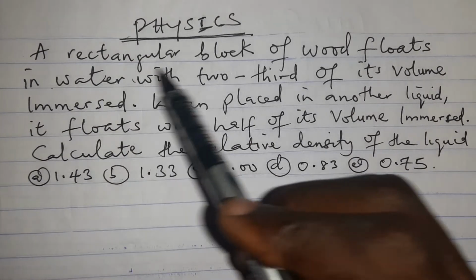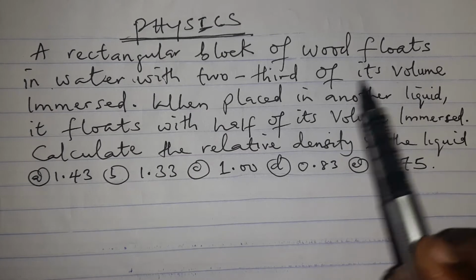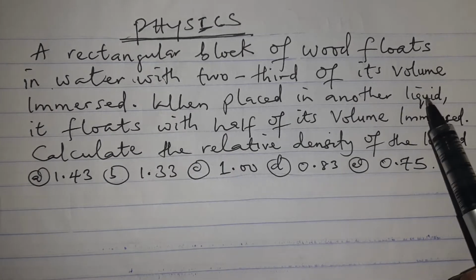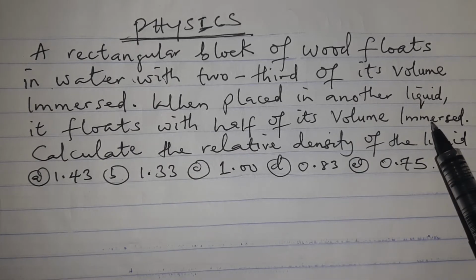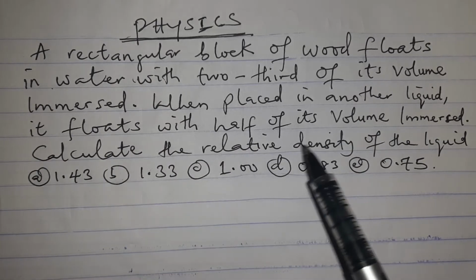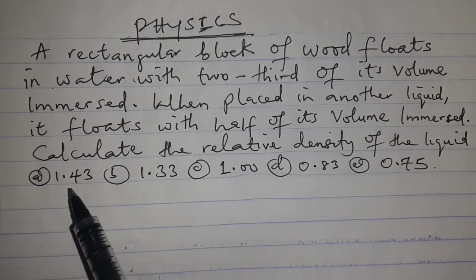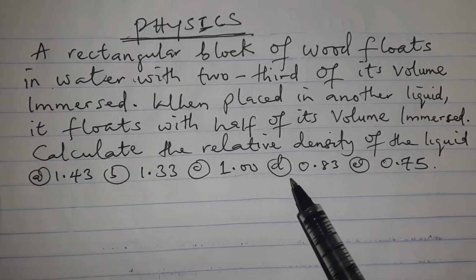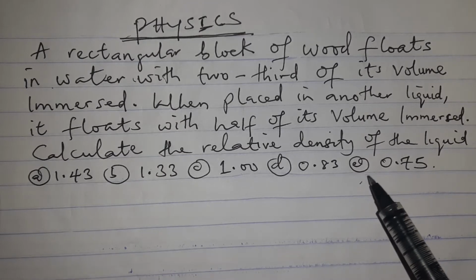It says a rectangular block of wood floats in water with 2/3 of its volume immersed. When placed in another liquid, it floats with half of its volume immersed. Calculate the relative density of the liquid. And I have some options here. Option A says 1.43, B 1.33, C 1.00, D 0.83, and E 0.75.